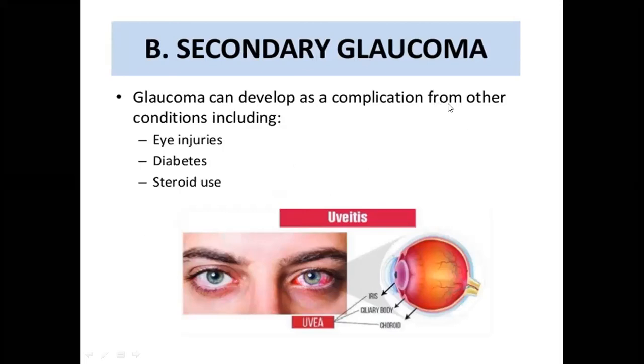So this is secondary glaucoma. Glaucoma can develop as a complication from other conditions, except the open angle and closed angle. There's another glaucoma which is secondary glaucoma. This occurs due to another cause, that is eye injuries, diabetes, steroid use. If you correct these things, the condition will automatically go back to normal.